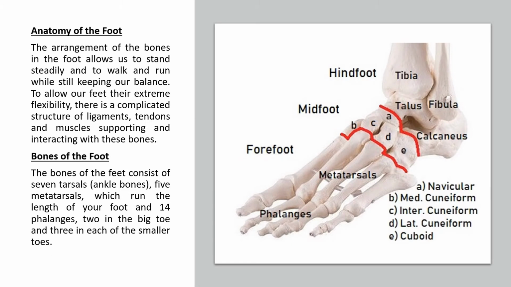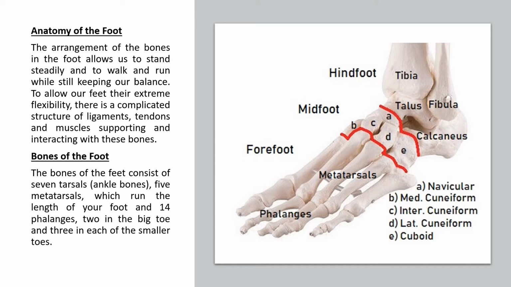Now let's consider the anatomy of the foot. The arrangement of the bones in the foot allows us to stand steadily and to walk and run while still keeping our balance. To allow our feet their extreme flexibility, there is a complicated structure of ligaments, tendons, and muscles supporting and interacting with these bones. The bones of the feet consist of 7 tarsals, which are the ankle bones, 5 metatarsals, which run the length of your foot, and 14 phalanges, 2 in the big toe and 3 in each of the smaller toes.